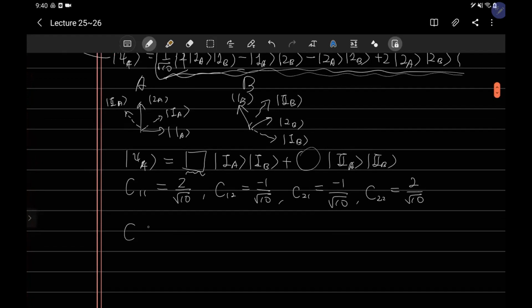So this one will look like, because I have the common factor of square root of 10, let me just pull it out, and then it will look like 2 -1 -1 and 2. And the question is whether I can find some kind of basis transformation such that this will turn into some diagonal shape.